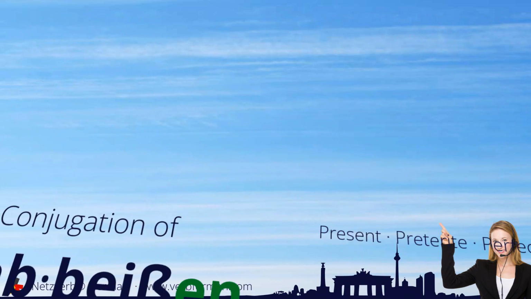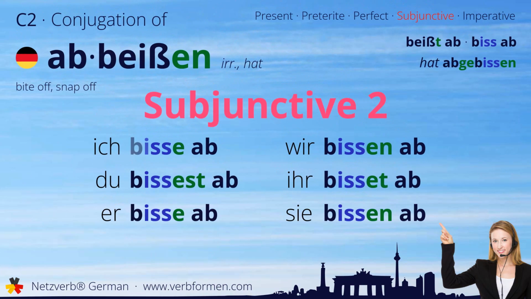Now we move on to the subjunctive two. Ich bisse ab. Du bissest ab. Er bisse ab. Wir bissen ab. Ihr bisset ab. Sie bissen ab.